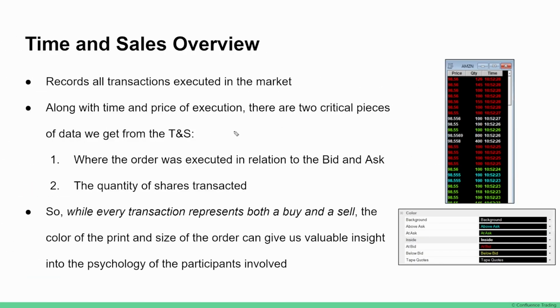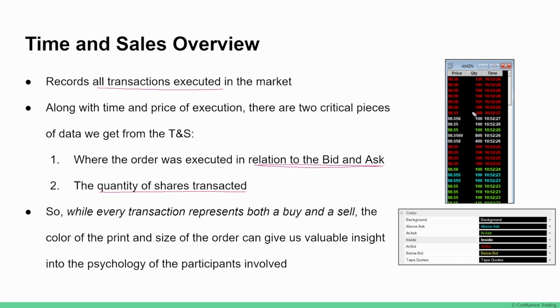Okay, so we'll start out today's lesson super basic with just how you read and interpret the time and sales window. The time and sales window on your platform records all transactions that are executed in the market. You get a couple of key pieces of information such as the time and the price of execution, but in my opinion, there are two very critical pieces of data that we get from the time and sales window. The first is where the order was executed in relation to the bid and ask. The second is the quantity of shares transacted.